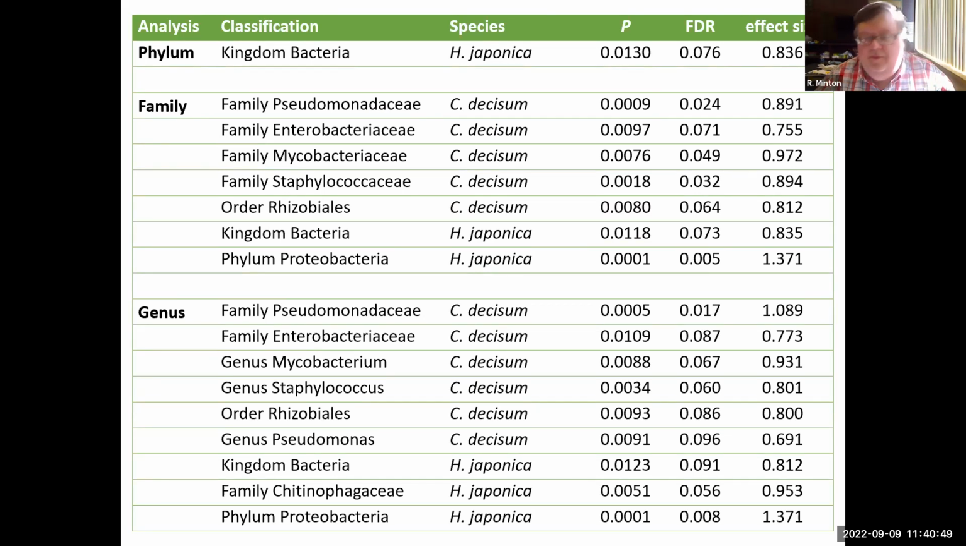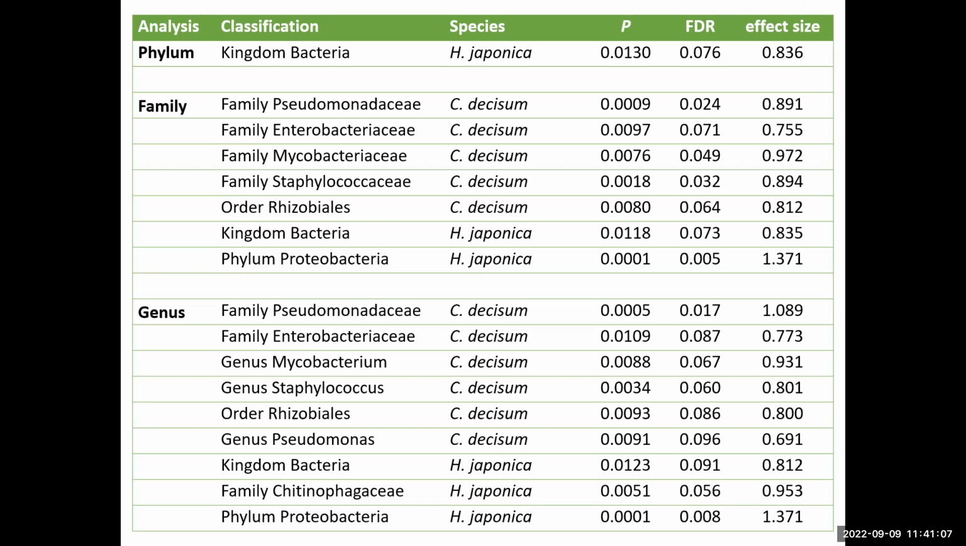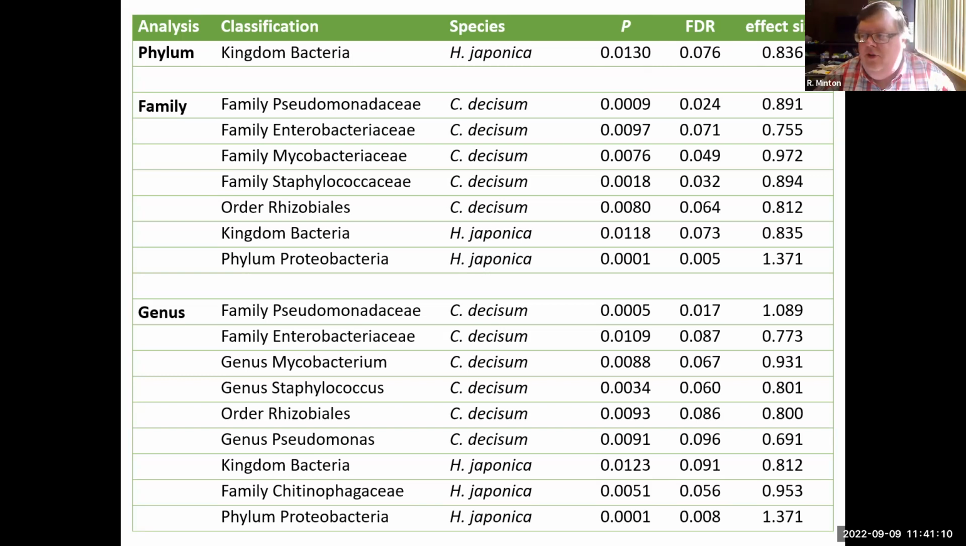Here are those differences, just showing again at the phylum, family, and genus level, and what species the different groups were more abundant in. You might say, okay, why is kingdom Bacteria listed at the phylum level? And that's the level of confidence that the classifier gives you for that taxonomic group. Okay, so Heterogen japonica had more bacteria that could not be identified to phylum than Campeloma decisum did.